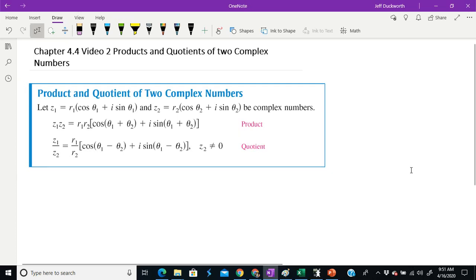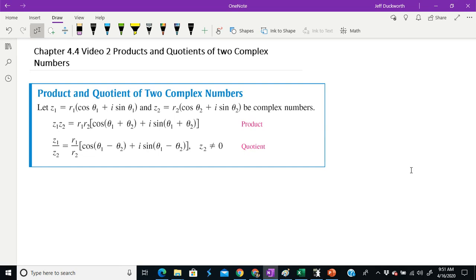Okay, the remaining part of 4.4 deals with product and quotient of two complex numbers. This is going to be using the trigonometric form. And this actually becomes very easy given some of the identities that we had.